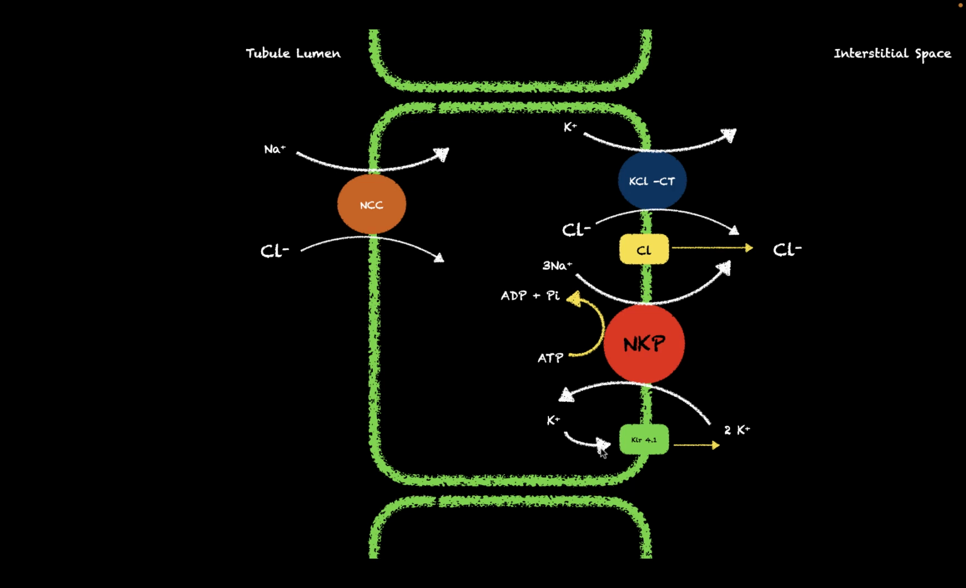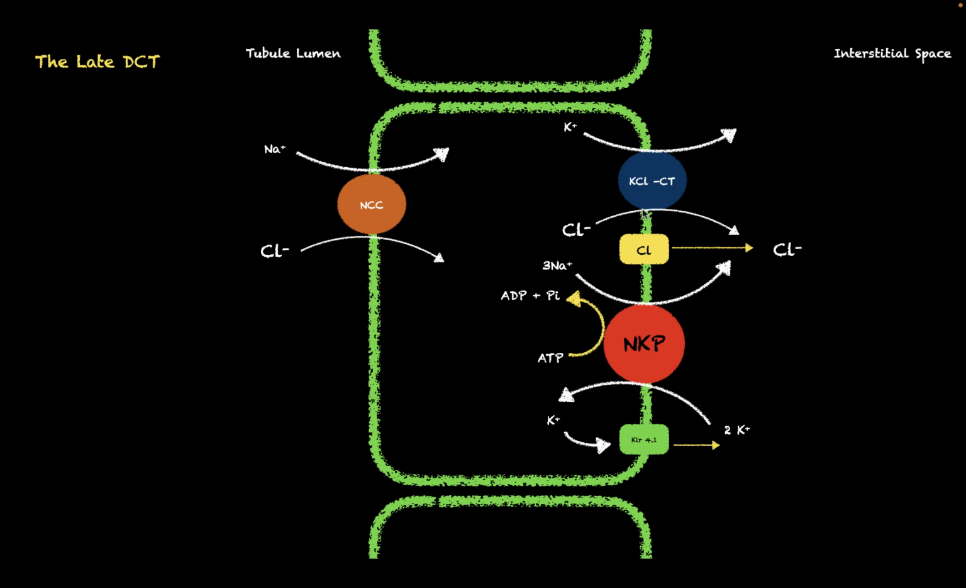Now that we know how the early distal convoluted tubule looks, let's look at the late distal convoluted tubule. A lot of the mechanisms that the early distal convoluted tubule uses, the late distal convoluted tubule uses as well, which is why we have pretty much the same picture here. We have the sodium chloride cotransporter protein moving sodium and chloride into the cell. We have sodium being moved out of the cell into the interstitial space via the sodium-potassium pump. And then chloride goes into the interstitial space through the potassium chloride cotransporter and the chloride channels.